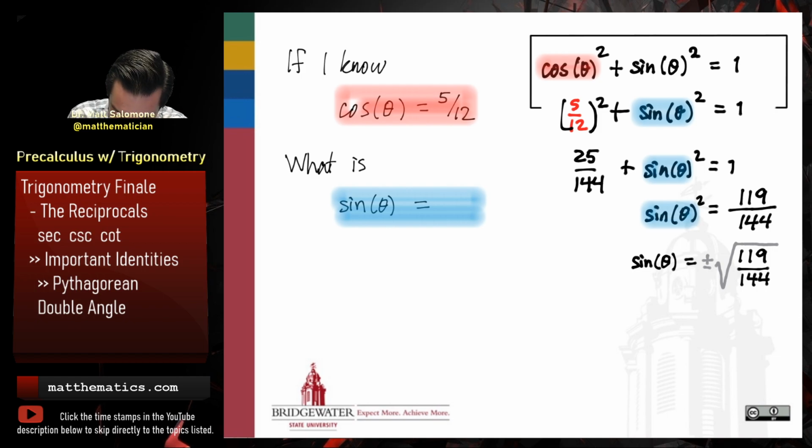And we can simplify that radical if we want to. 119 is actually a multiple of 7, isn't it? But is otherwise not divisible by a perfect square, right? 119 is 7 times 17, if I have that right. Yeah, 7 times 17. But there's no perfect square in there, so the best that we can do as far as simplifying it is just by calling it the square root of 119. Meanwhile, 144 is a perfect square. It's just the square of the number 12. And so the sine of theta is plus or minus the square root of 119 over 12.